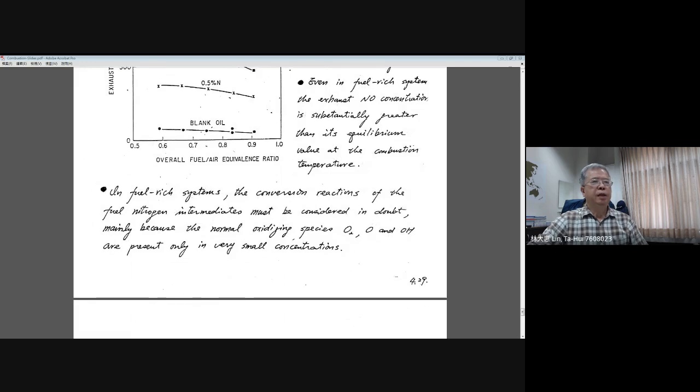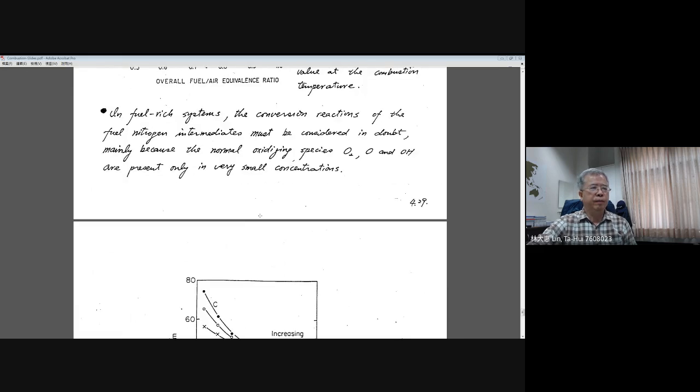Now there is some observation in the fuel-rich system. The combustion reaction of the fuel nitrogen intermediate must be considered in doubt, mainly because the normal oxide species O2, O atom, and OH are present only in very small concentrations. That means that in fuel-rich conditions, the conversion of fuel nitrogen into fuel NO is less, and then you need to think about the reverse reaction of the fuel N reacting with NO, then overall the NOx formation will be reduced.